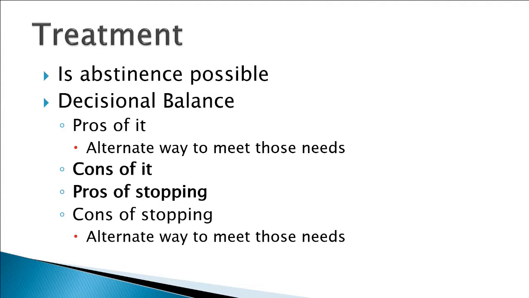So we have people identify whether abstinence is even possible for them for this addiction at this point in time. And we have to go with whatever their response is because they're going to do whatever they want to do. Then we do a decisional balance exercise. What are the benefits to you of this behavior? And what are alternate ways you can meet those needs?